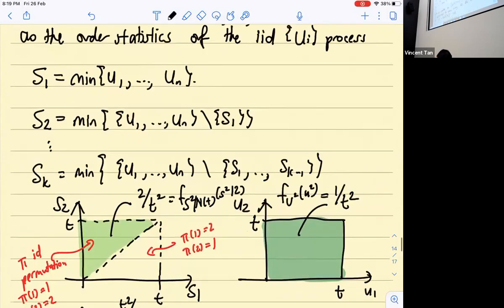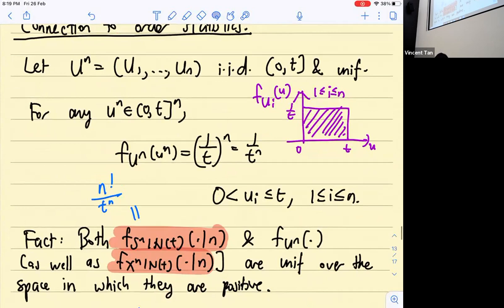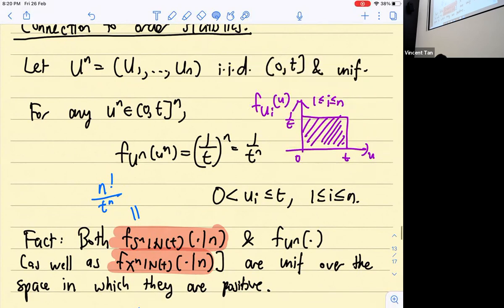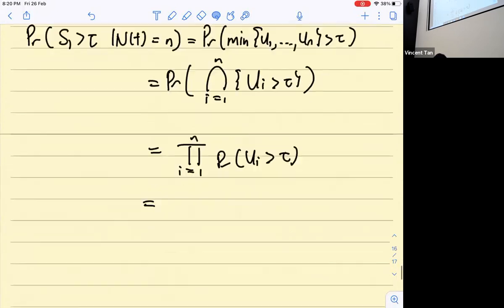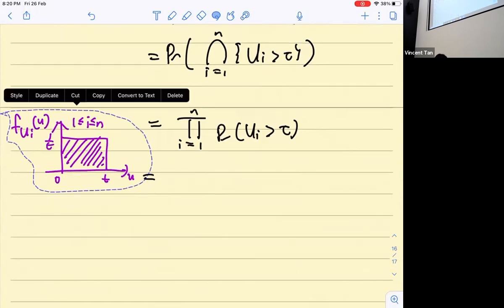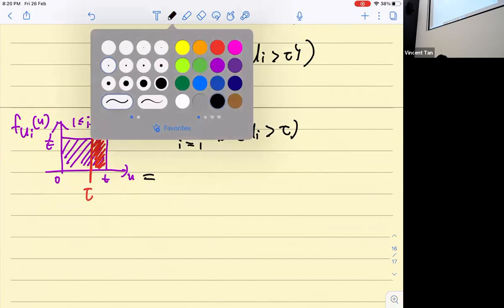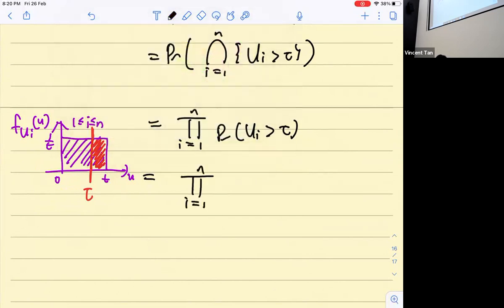The U_i's are uniform. I drew a picture here. So what am I doing here? Basically, I am looking at the chance that U_i is bigger than tau, and the chance is this region. So this reduces to the product, i running from 1 to n, of (t minus tau) over t. And this can be simplified.